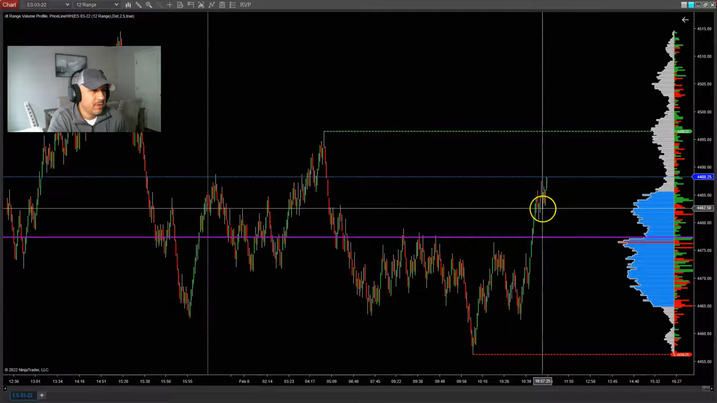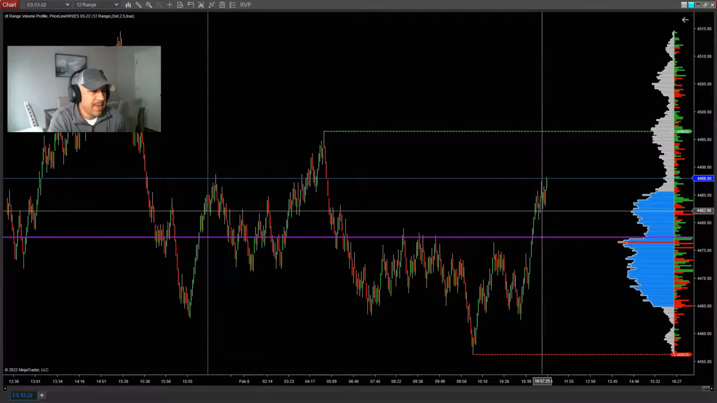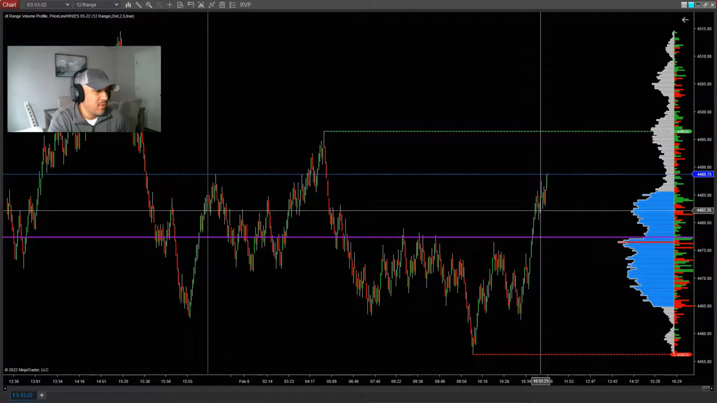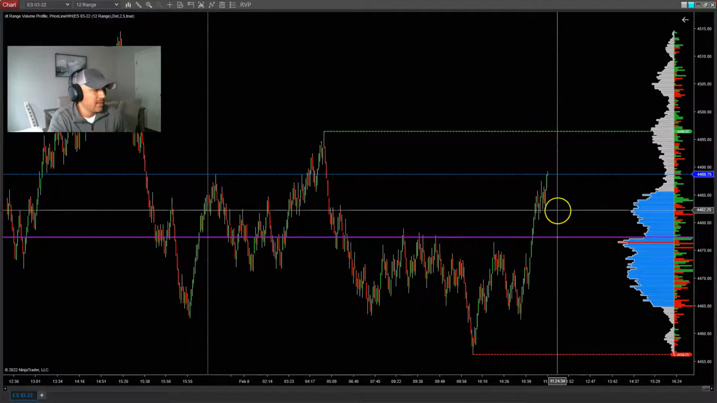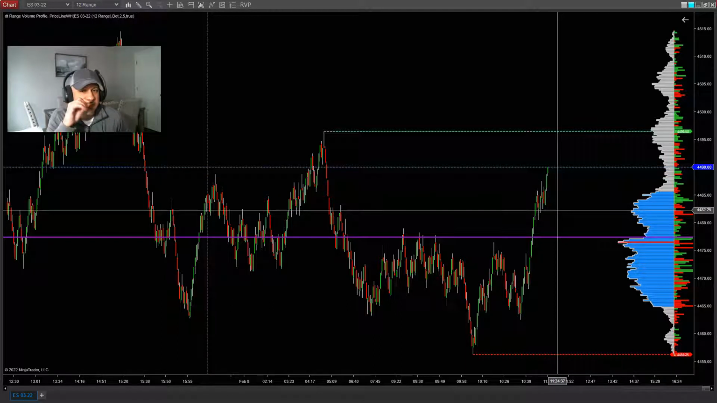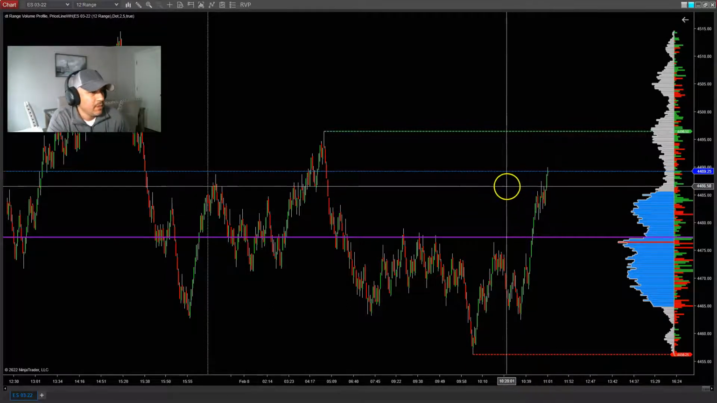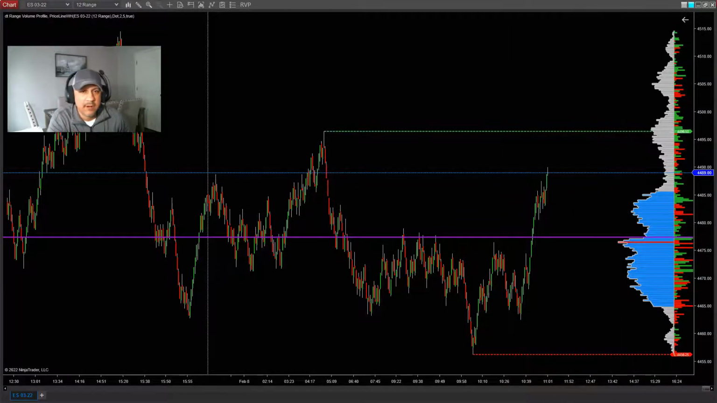With the candle close right here on the 12 range, dipping back below around the 44.82, coming back down to volume, I went long when I saw that. Pretty much just playing off volumes. All that trade was about. Be careful.